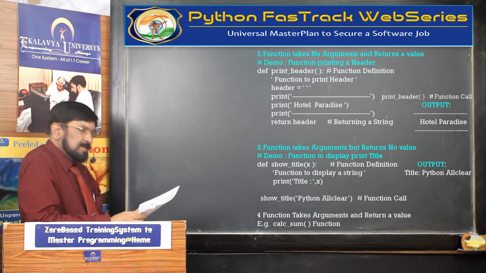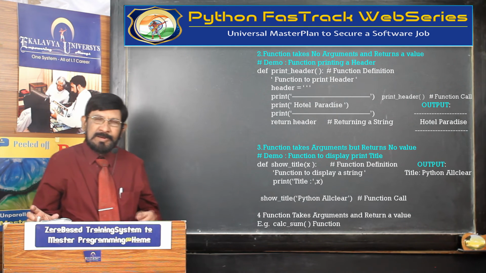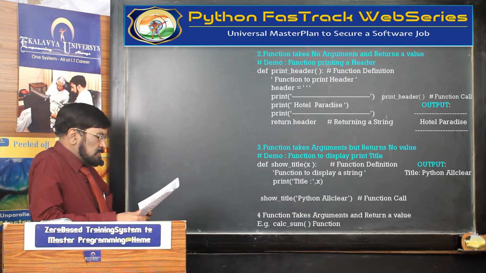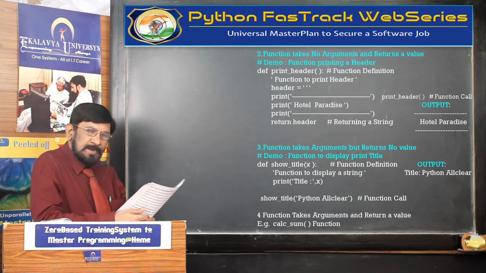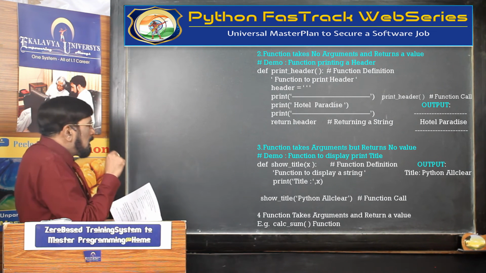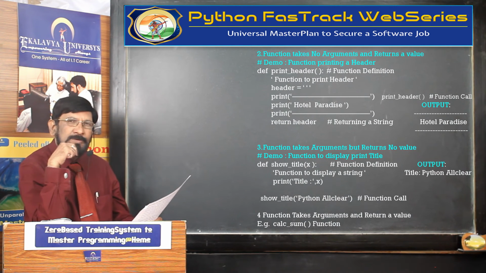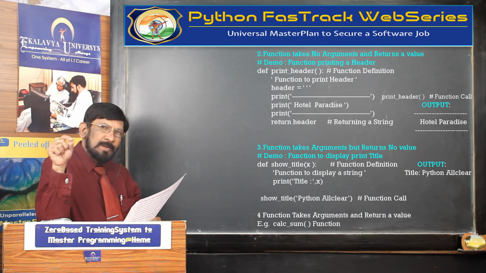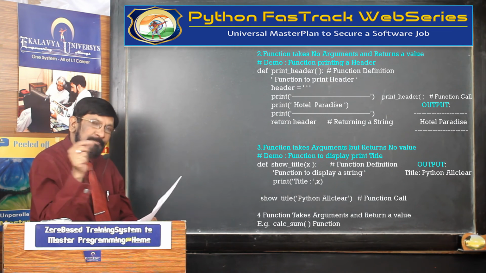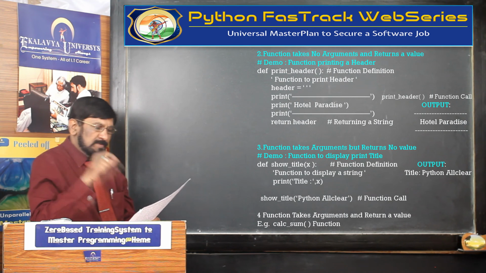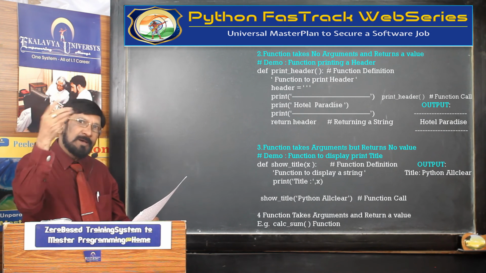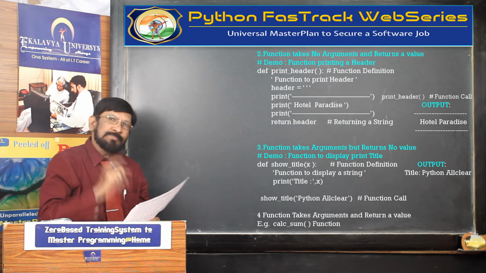Third type, function takes argument but does not return a value, like a painter. Already I told you. Now here you see, show title. Actually one title is to be displayed, and for that you pass a string argument, and in turn whenever you call that, it prints, but it does not return anything. So we passed the argument Python, and it just prints. It is not returning. Printing is different. Returning, it is not returning any value.